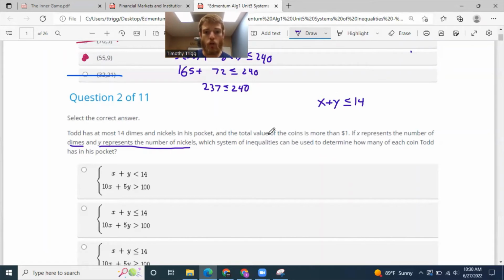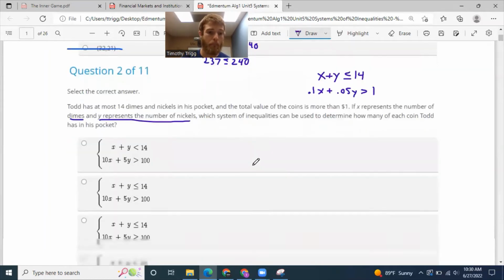Okay. The total value is more than $1. Remember, for each dime, that's 10 cents. So 0.1, that's the same as 10 cents, times the number of dimes, plus 5 cents for each nickel, right? So 0.05 times the number of nickels. And that's the value. The value needs to be more than $1.